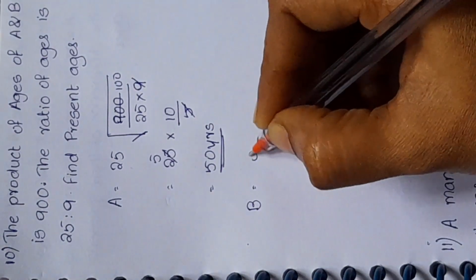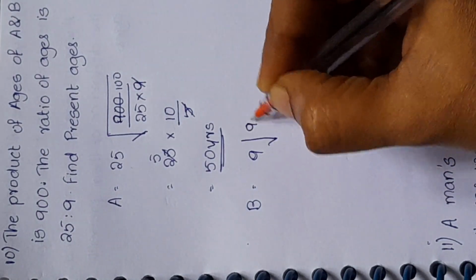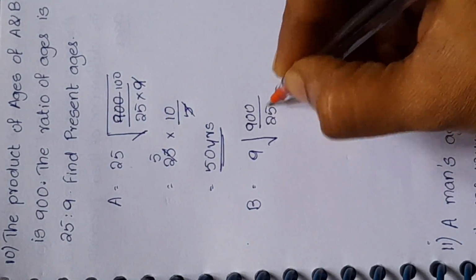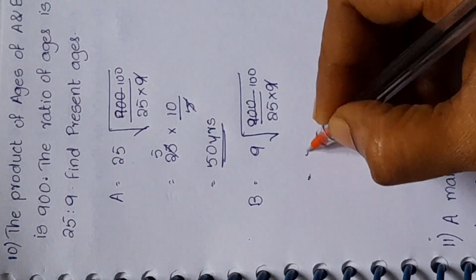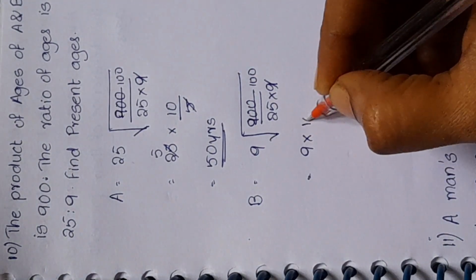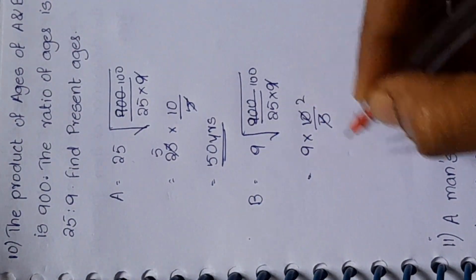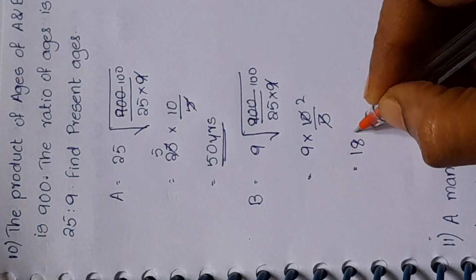Now the present age of B is 9 into root of 900 by 25 into 9, which is equal to 9 into 10 by 5, 2 times. So the present age of B is 18 years.